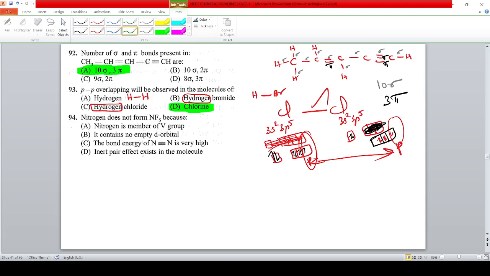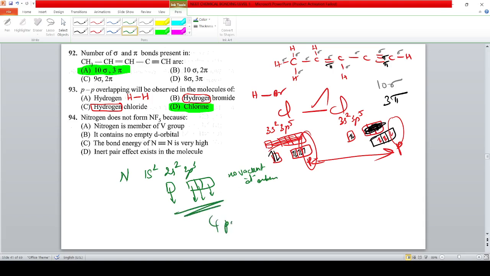Question number 94. Nitrogen does not form NF5 because nitrogen is 1s2, 2s2, 2p3. In the second shell, there are only 4 rooms: one room, second, third, fourth. There is no vacant d orbital. So nitrogen can accommodate at the maximum 4 pairs of electrons. Nitrogen cannot form a fifth bond. There is no possibility for a fifth bond. So what is the reason? It contains no empty d orbital.